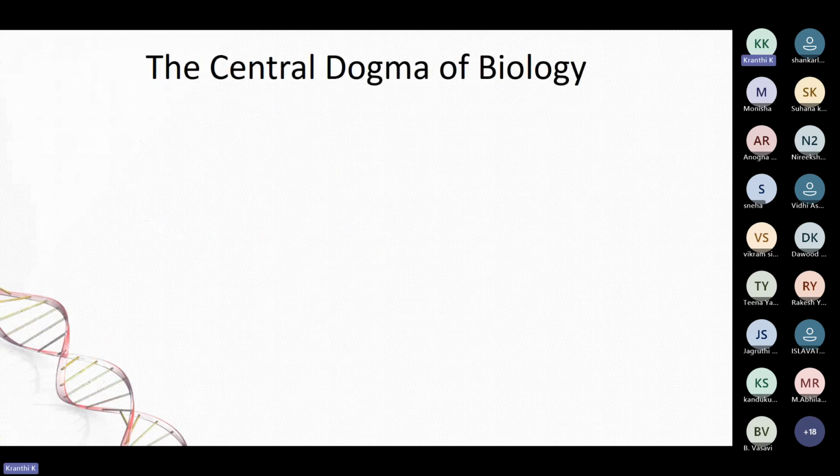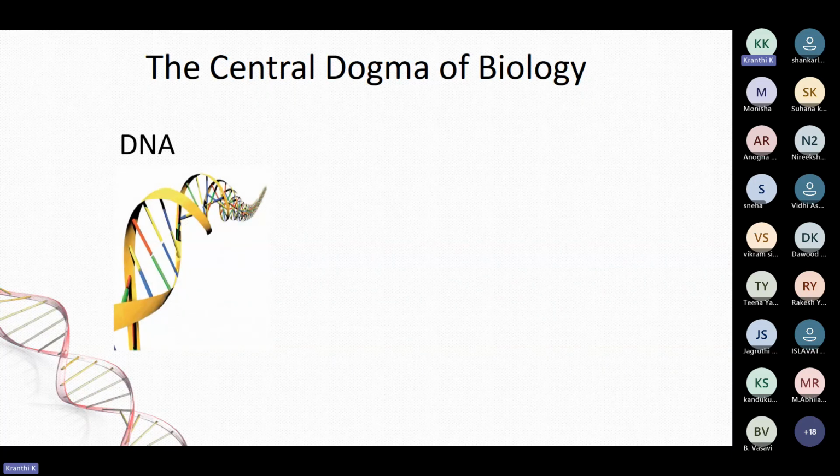The central dogma of biology. What do we mean by the central dogma? First, DNA. DNA is deoxyribonucleic acid. It carries the genetic information in the form of the genetic code. If a cell multiplies, then automatically the DNA also gets multiplied and is passed to the other cell. So DNA to DNA is called replication. If one DNA is producing another DNA, that's called replication.